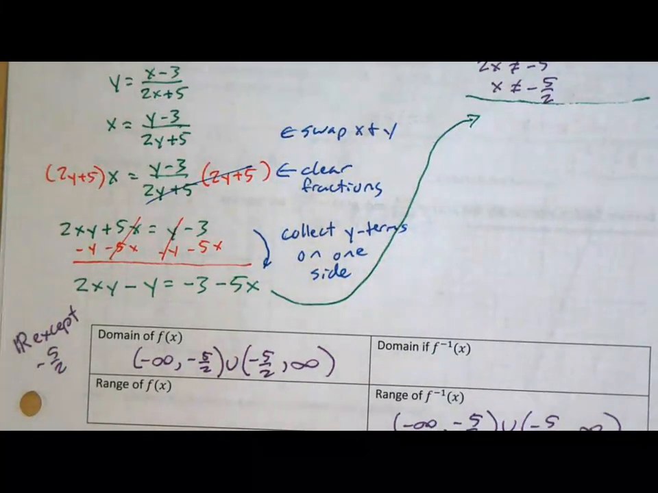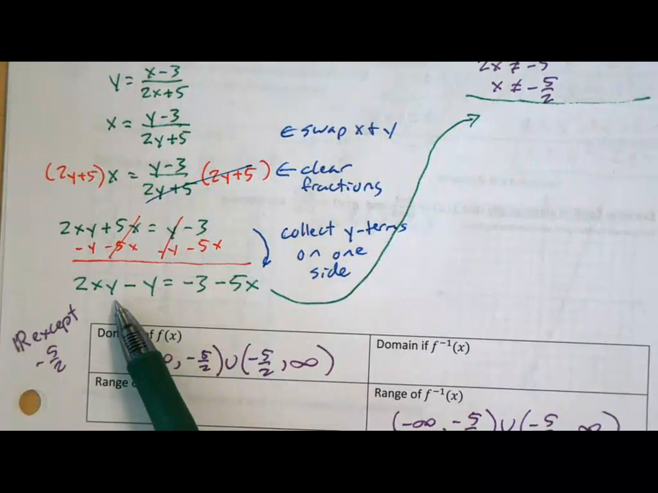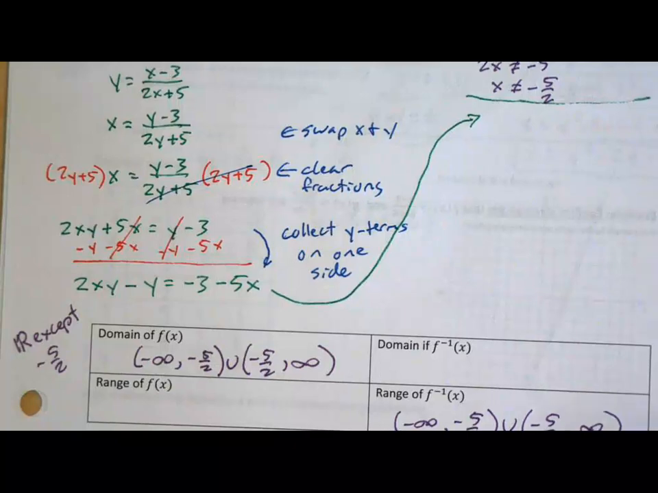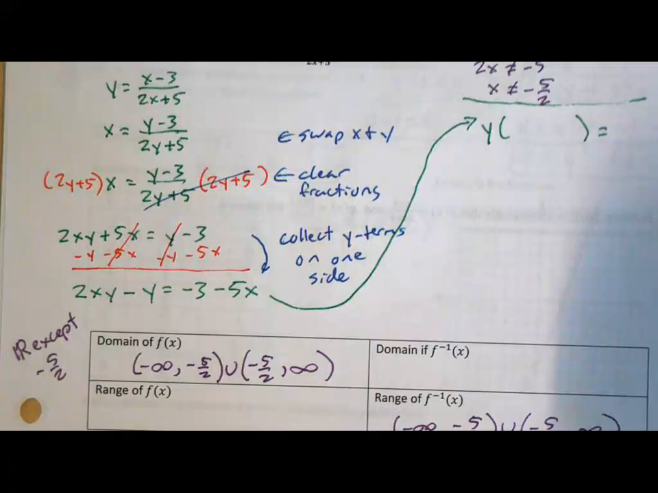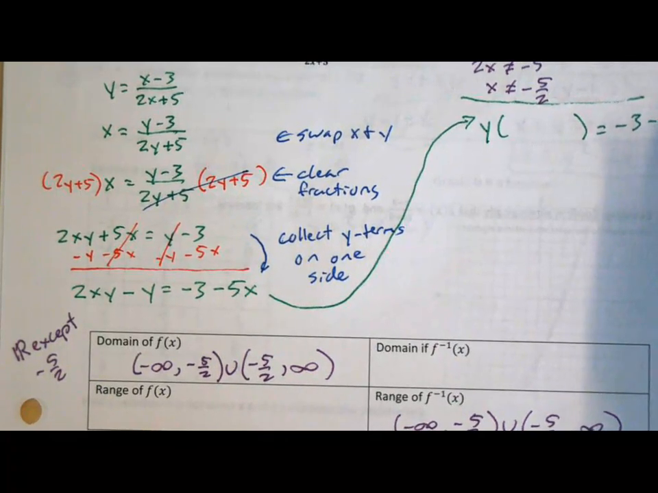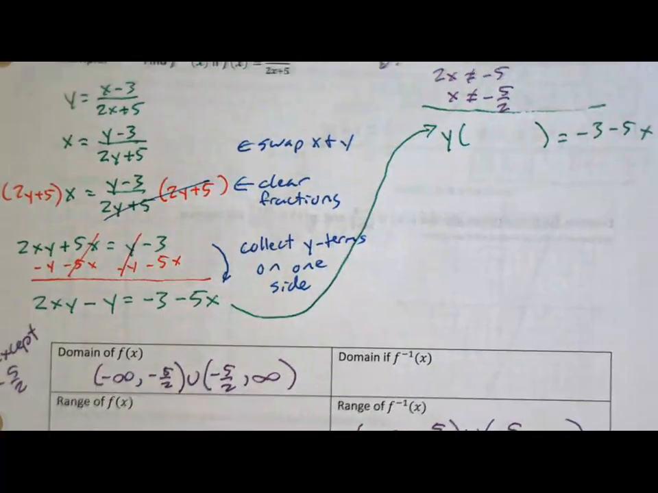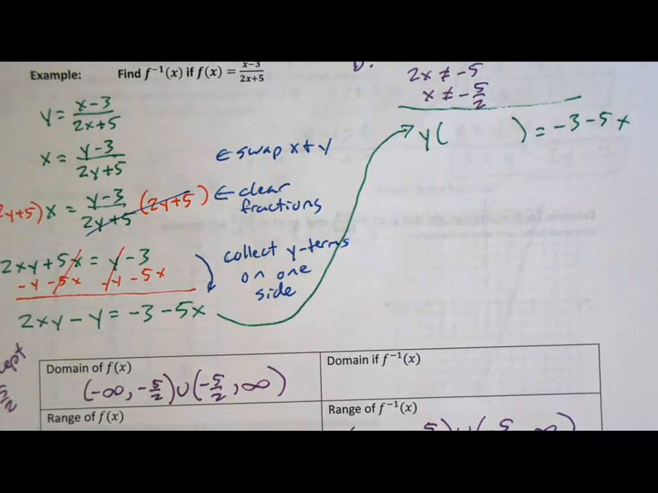Now that everything with the y is on one side, what am I going to do with these 2 terms with the y? We're going to factor them out. It's going to be y times something equals, and it's still going to be negative 3 minus 5x over here. Once we've done that, though, there's only going to be one y left in our equation, and then we'll be able to just divide on both sides to get that y by itself.